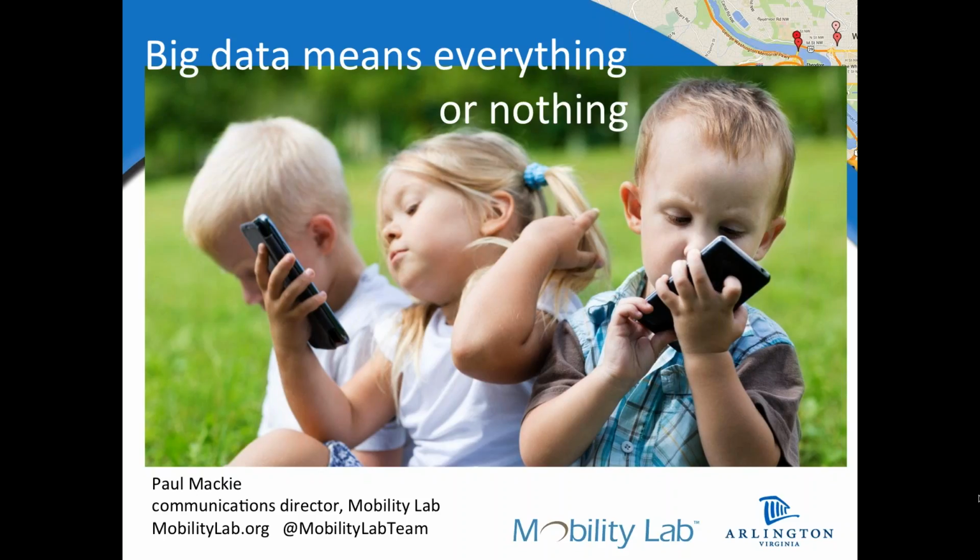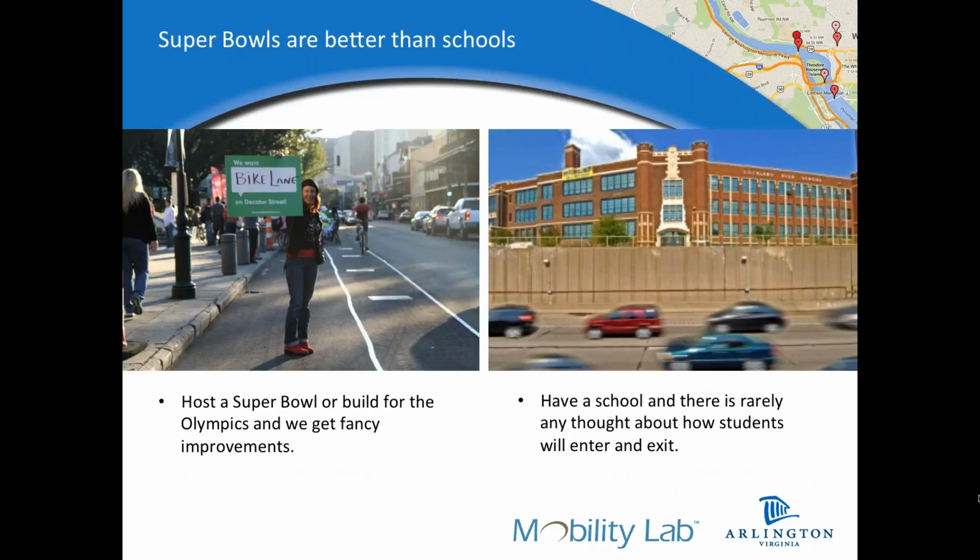I want to talk for just a few minutes about how big data means everything or nothing. And I want to talk about the big opportunities that we have to find champions to make big data work for smart routes to school. Think of our mindset in the United States. We put in all kinds of new infrastructure when the time comes to host a Super Bowl or an Olympics, but at most schools across the country, we continue to look away with no planning or thought whatsoever, and we force kids year after year to enter and exit strictly by bus or car to our schools.